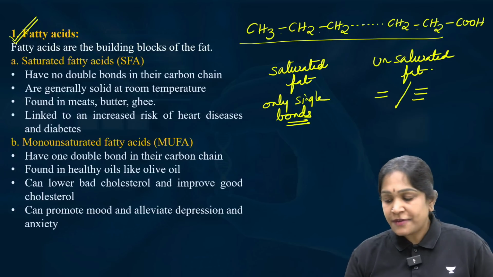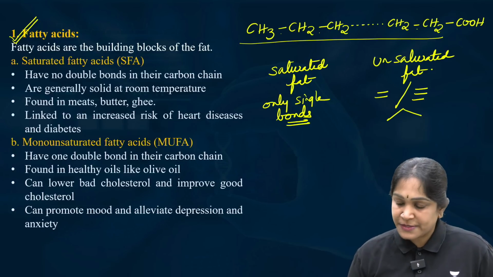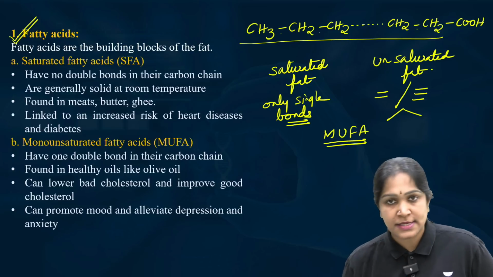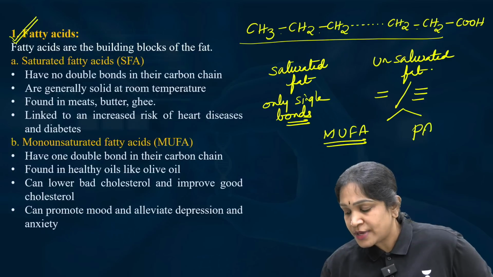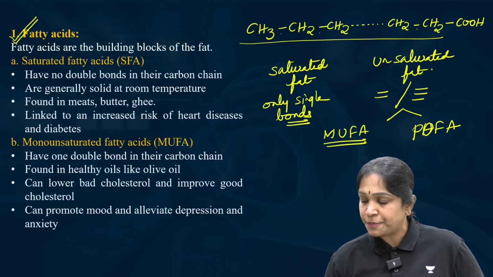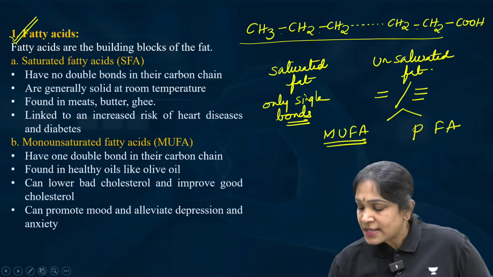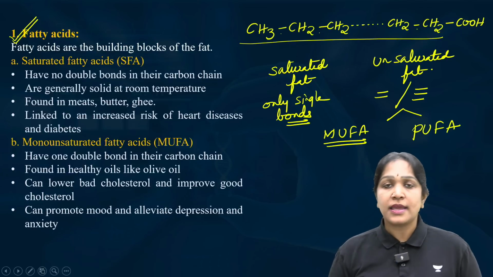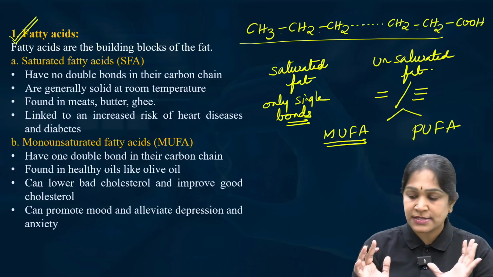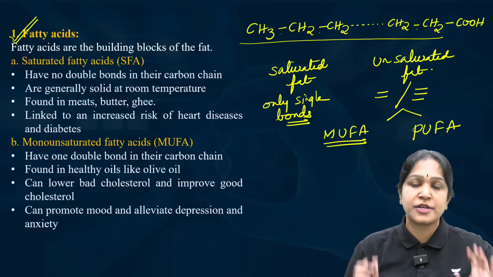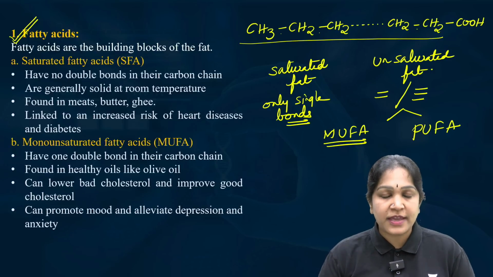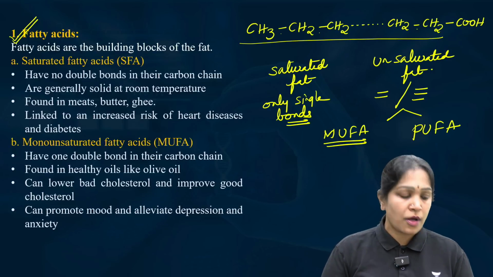Unsaturated fats can be further subdivided into two types. Monounsaturated fatty acids, MUFAs, and polyunsaturated fatty acids, PUFAs. Monounsaturated fatty acid means in the carbon chain you will find only one multiple bond, that is only one double or triple bond. But in the polyunsaturated fatty acids we can find more than one double or triple bond.